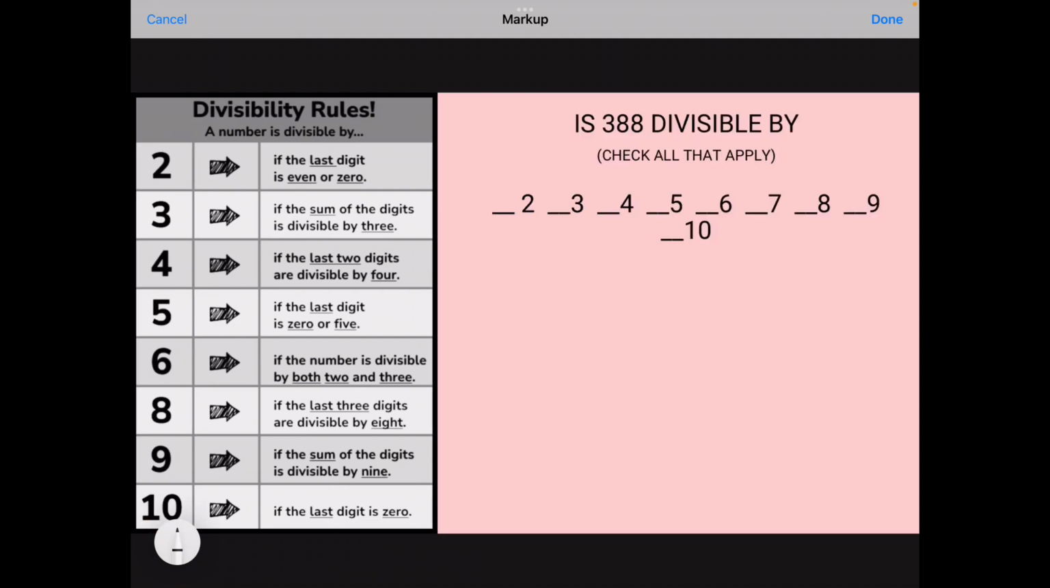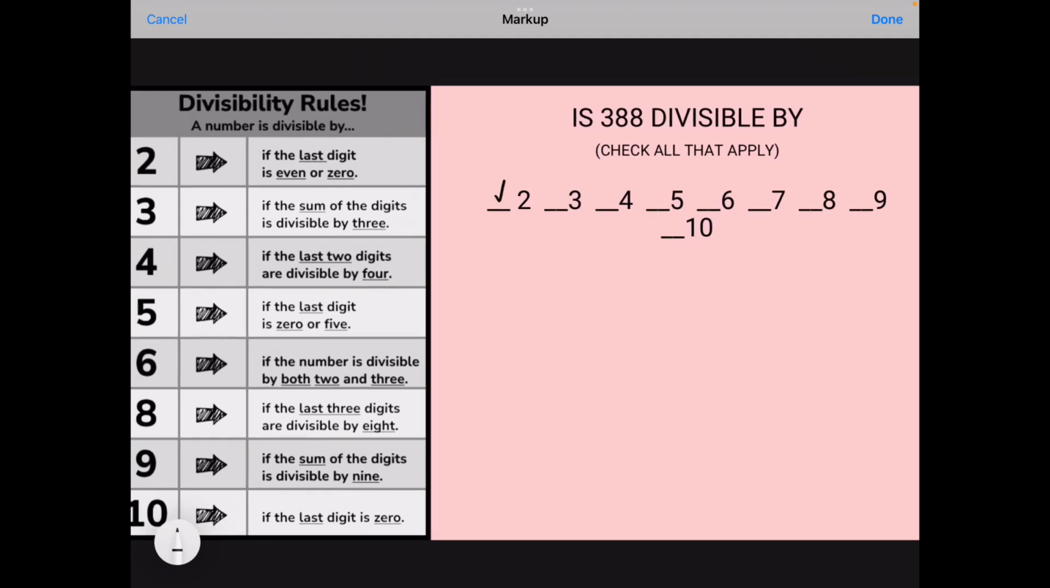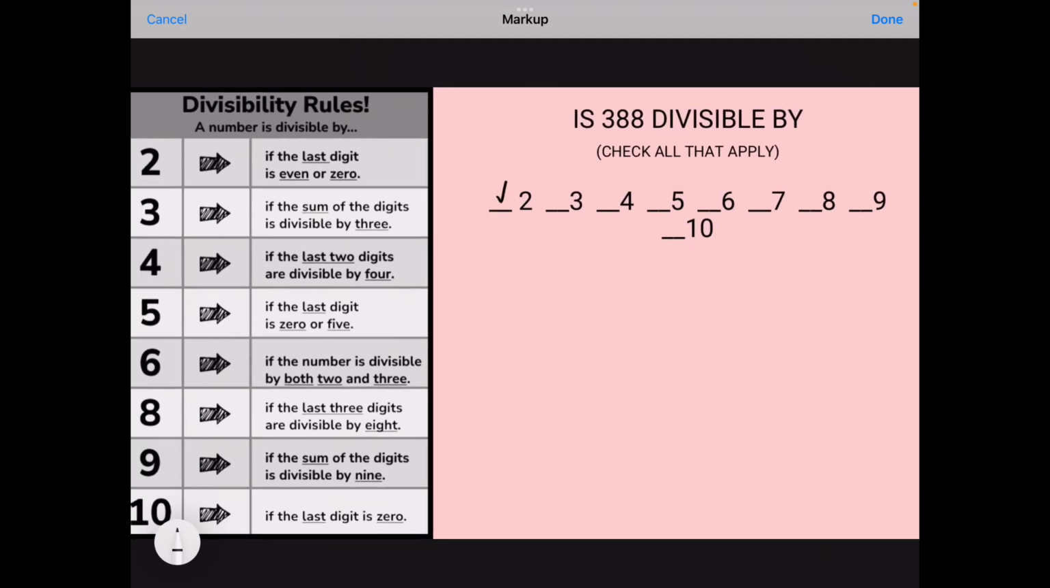Let's practice our divisibility rules on the number 388. We're going to check off all of the numbers that 388 is divisible by. So we just need to practice each rule with 388. For number 2, if the last digit is even or 0, then it's divisible by 2. Since 388 ends in an 8 and that's an even number, I can check that 388 is divisible by 2. I don't even need to actually do the division. I know the rule.